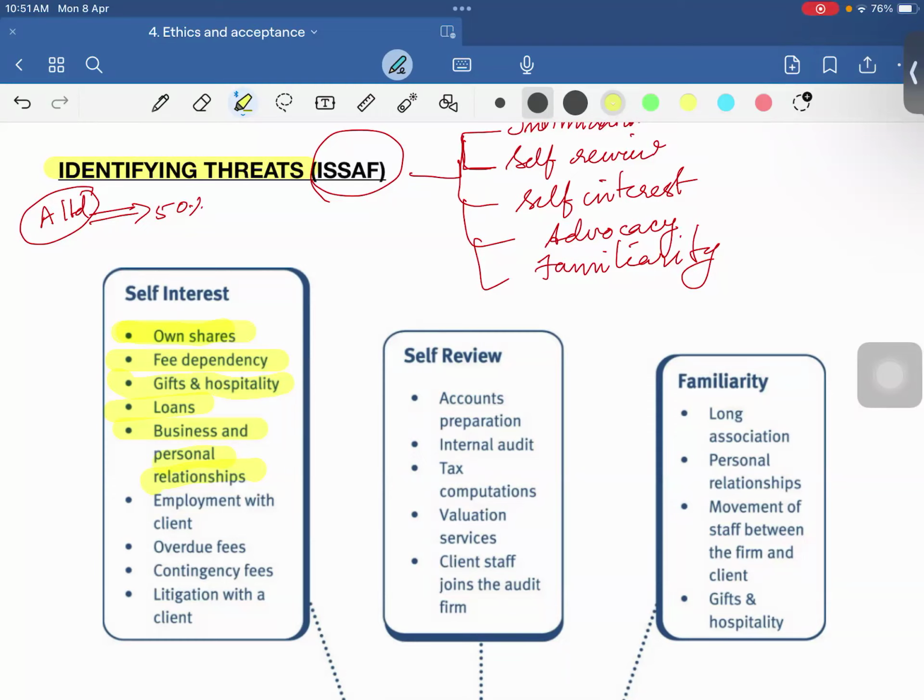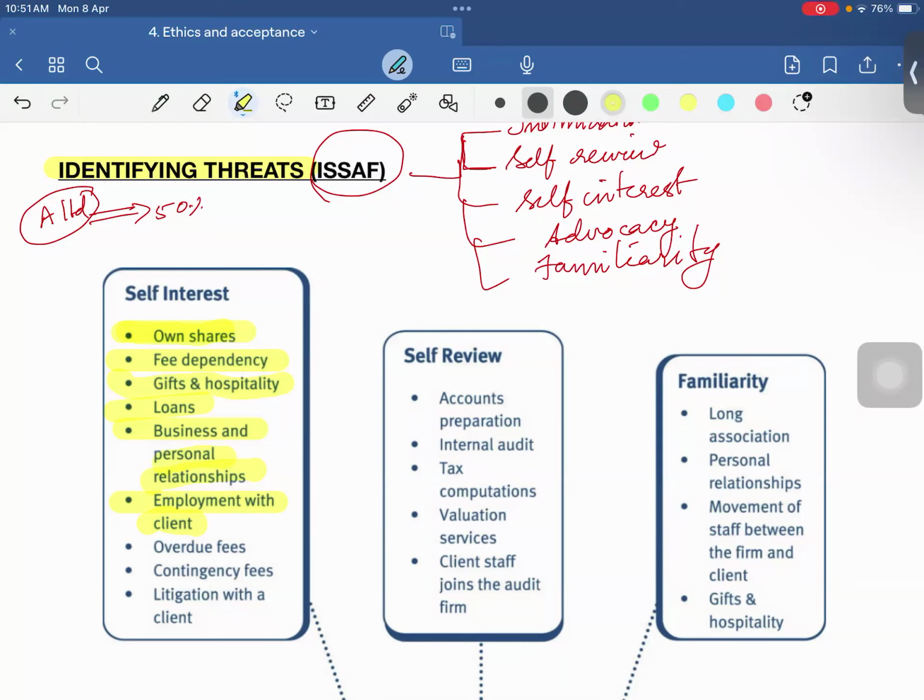Now, employment with the client. Suppose the auditor who's doing the audit has previously worked with the client. Clear? That means he was a member, or he has a potential job with the client.